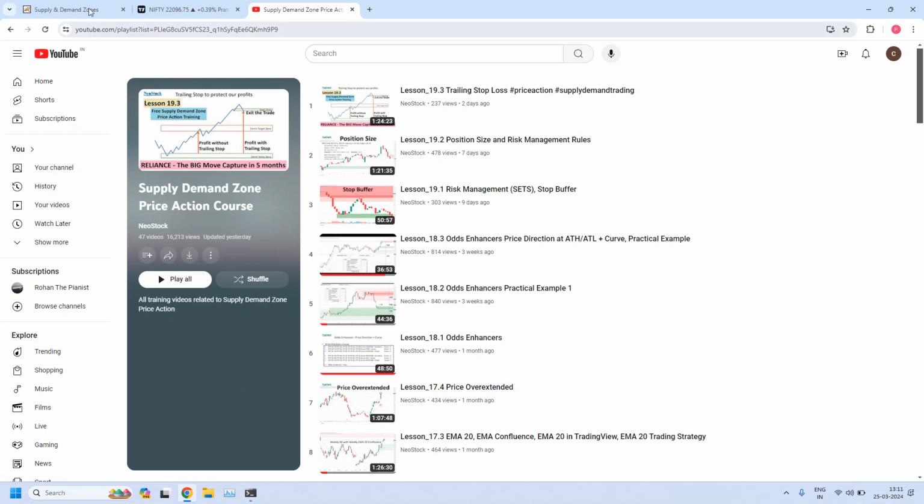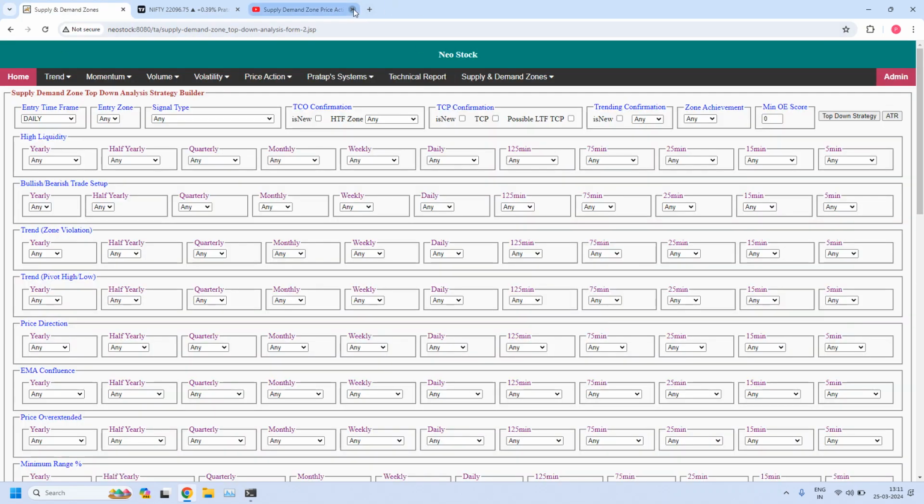Now let's get into the report generation. First, let us generate a bullish trade setup for weekly income trade. For weekly income trade, the HTF time frame is weekly, the ITF time frame is daily, and the LTF time frame, that is our entry time frame, should be 75 minutes. That is the reason why I am selecting 75 minutes as the entry time frame.